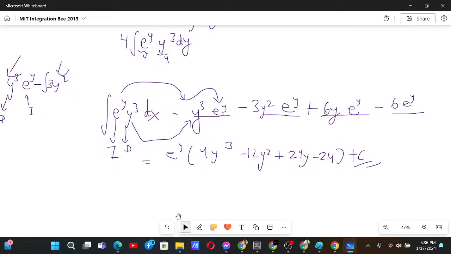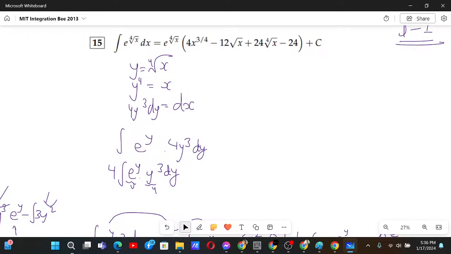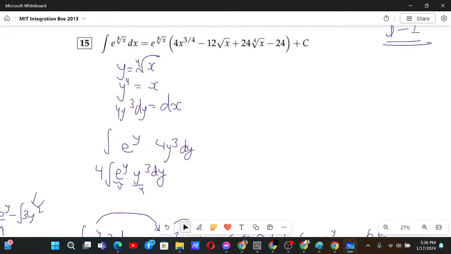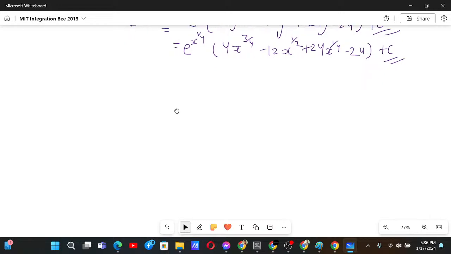And now let's substitute y as x to the power 1 by 4. e to the power x to the power 1 by 4, 4 times x to the power 3 by 4 minus 12 times x to the power 1 by 2 plus 24 times x to the power 1 by 4 minus 24 plus c. This is the answer. Yeah, that's the answer. Let's go to the next problem.